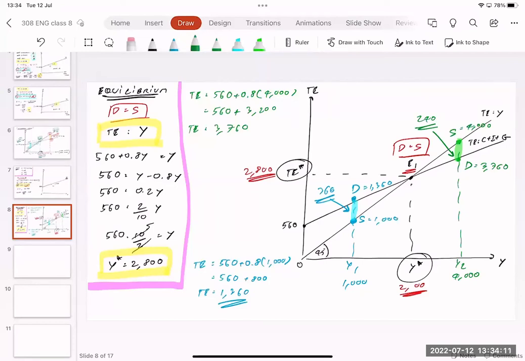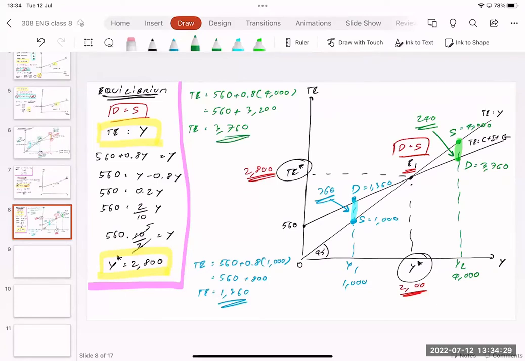Easily like that, you can actually find everything. In the exam, I can ask you to calculate everything. This is easy to do. Should be easy, not difficult at all.